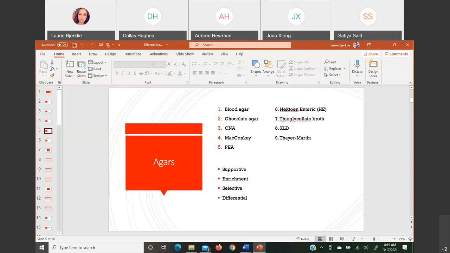So a lot of times with wound cultures, if you get a wound culture, they might set up several plates: blood, chocolate, a CNA or PEA, and a MacConkey or EMB, because we don't know what could be causing the wound infection. And then they might throw on an anaerobe plate if it is a deep enough wound. And a lot of places, like when I worked micro, we always had a thio broth set up with the wound culture.